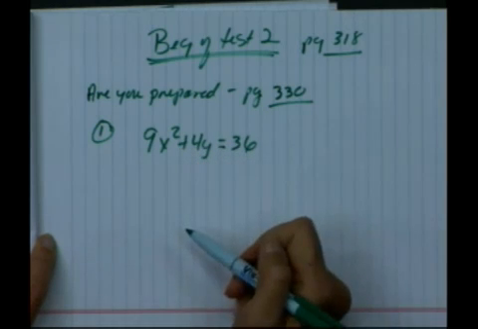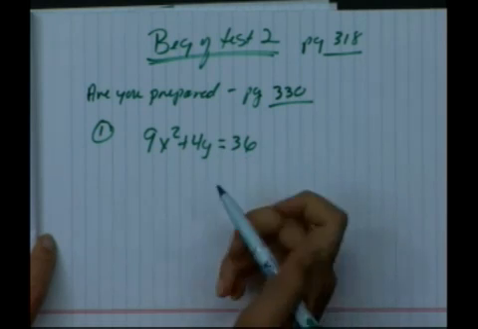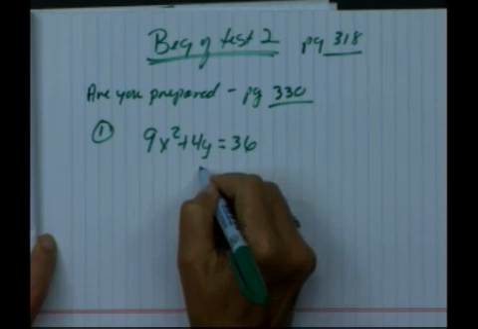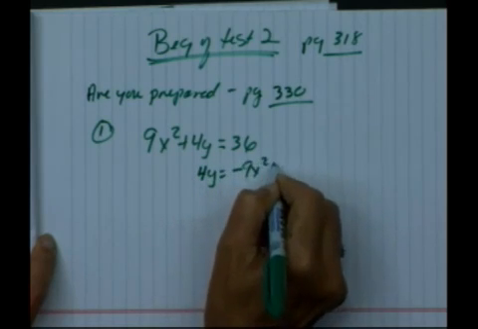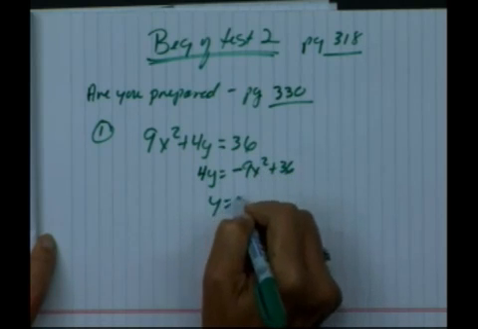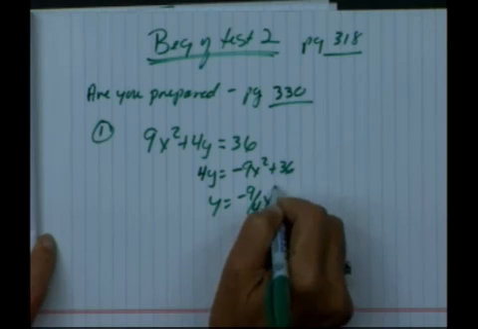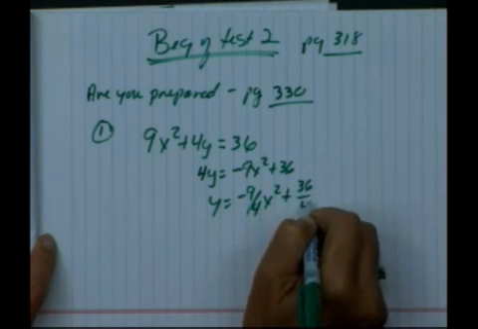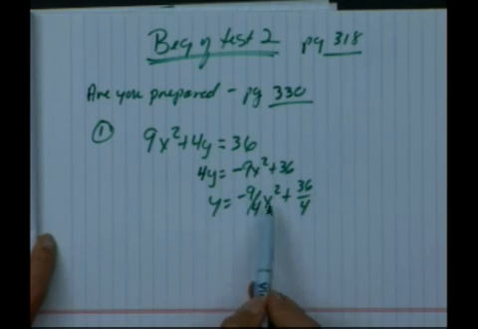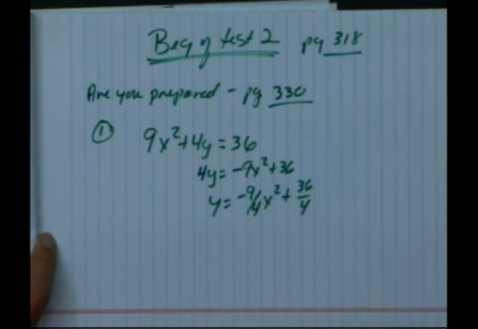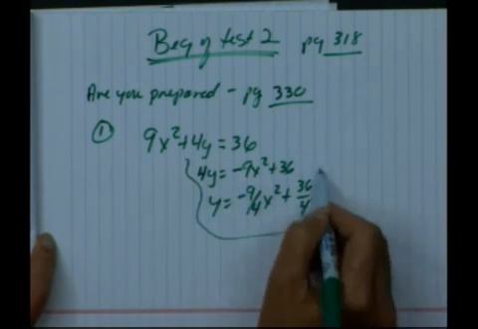Is it? No, it opens down. It's going down. You need to solve for y before you know. Minus 9x squared plus 36, so y is negative 9 over 4 x squared plus 36 over 4. So you have to be careful: to say whether it's going to open up or down, you need it in the form y equals ax squared plus bx plus c. Okay, that was not part of the question.